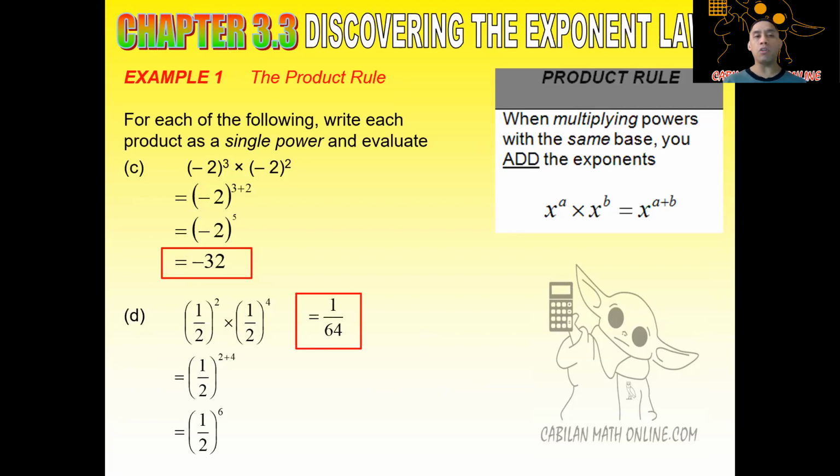Again, key thing, if you look back at the 4 examples we've seen so far, all the steps are exactly the same. When you're multiplying the like bases, all you do is add the exponents and then evaluate it if required.